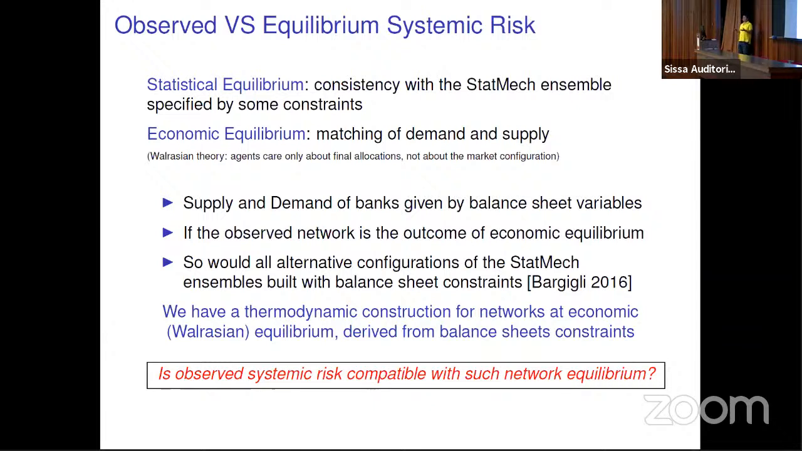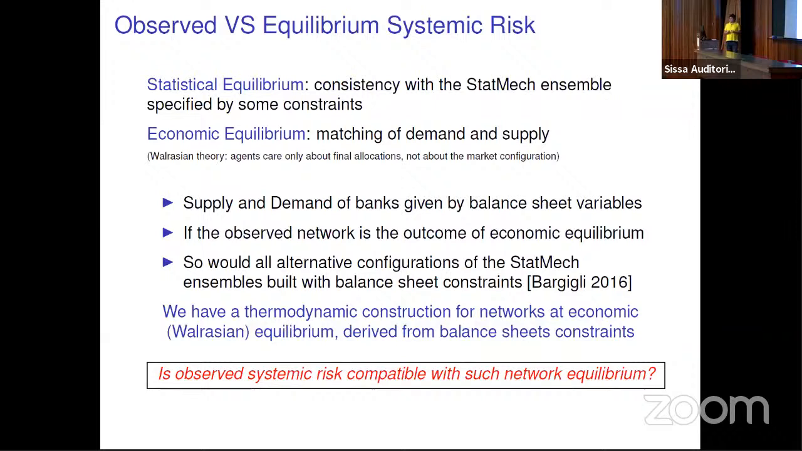For us, in statistical physics, we can say that the system is in equilibrium if it's well described by the statistical mechanics ensemble built according to some constraints. If it's thermal equilibrium, that's equilibrium with respect to energy, but in general we can say equilibrium induced by some constraints. Instead, economic equilibrium derives from the fact that you match demand and supply. So they are completely different things.